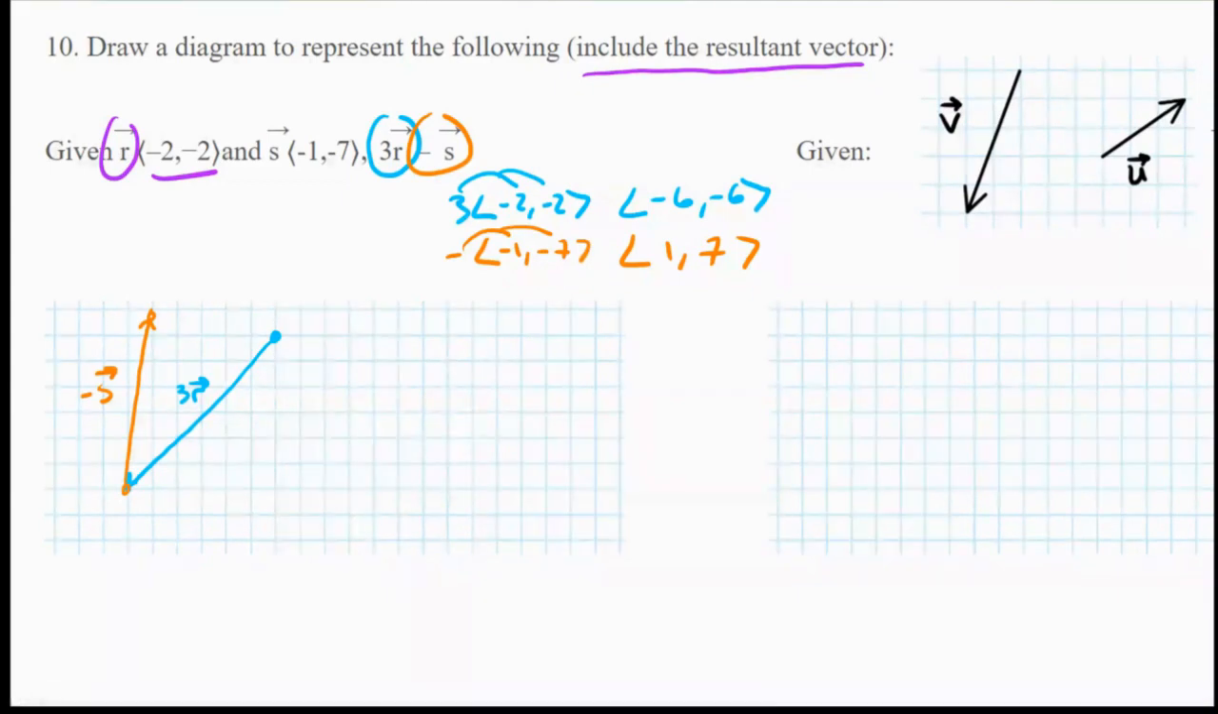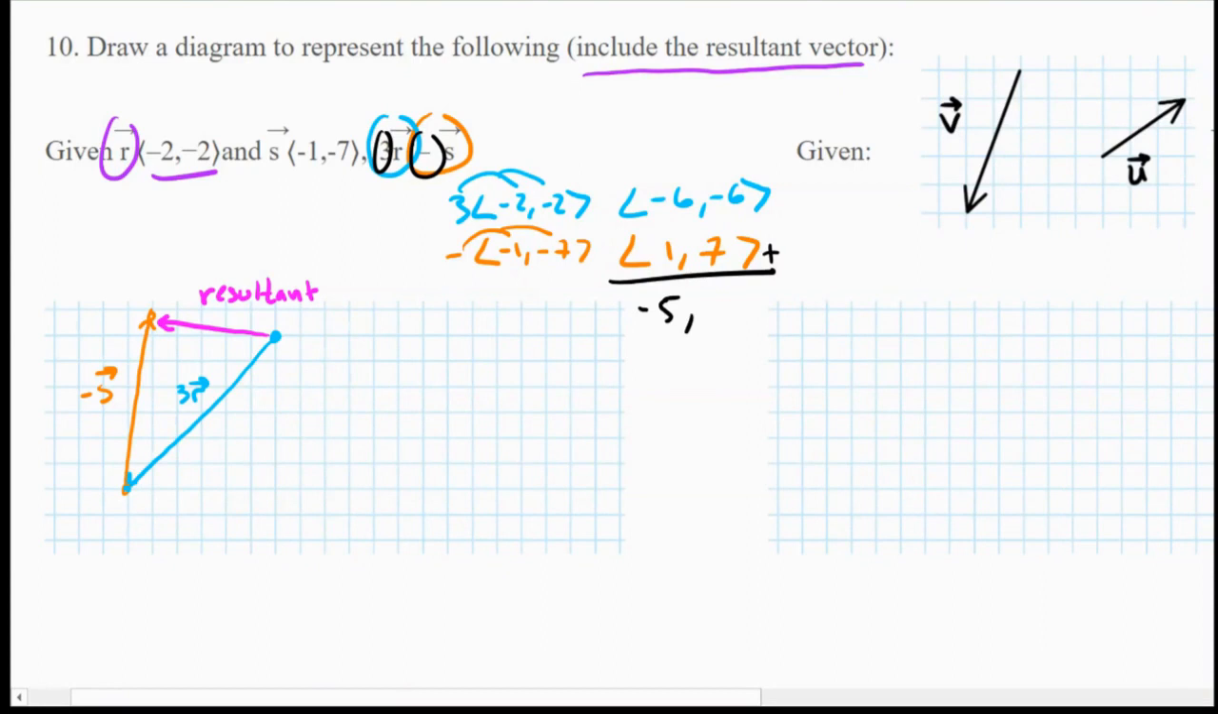And then my resultant I'm going to do in pink. Again, I don't have a label for this, so I'll just write it out: this is the resultant vector. And that's my diagram. To double check, because I distributed the scalars of 3 and -1, I can just add the vector components. What I should get as my resultant vector is -5, +1. Looking at the pink, I'm going 1, 2, 3, 4, 5 left and up 1, which means I know that my drawing and resultant are correct.